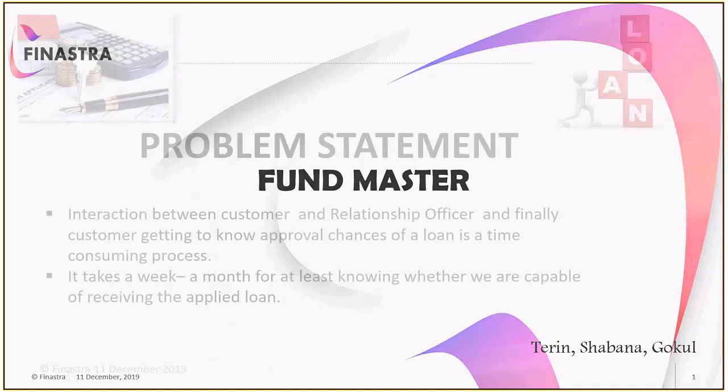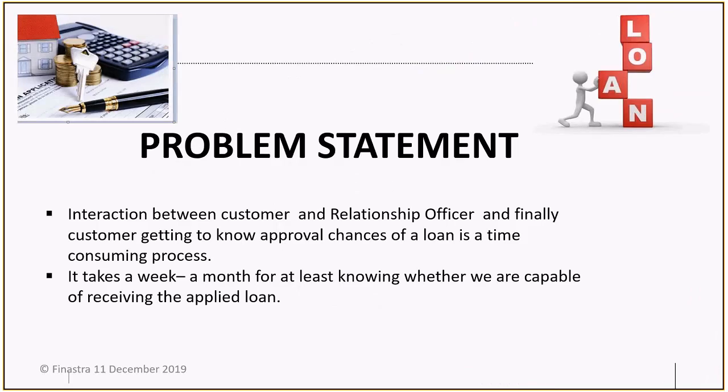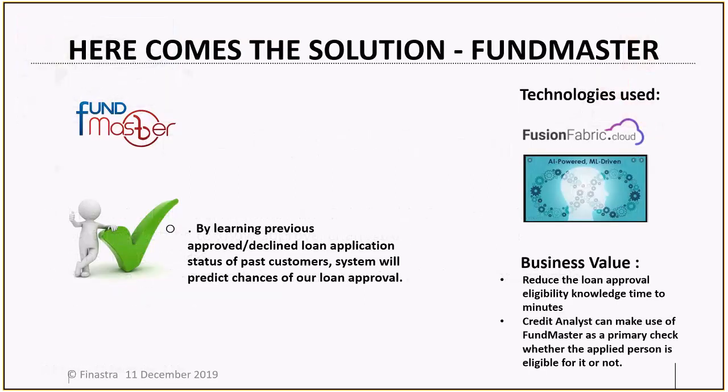The problem statement which we are trying to address is that the interaction between customer and relationship officer, and finally the customer getting to know the approval chances of a loan, is a time-consuming process. Normally it takes a week to a month for at least knowing whether we are capable of receiving the applied loan. We are providing a solution, Fundmaster, for this.